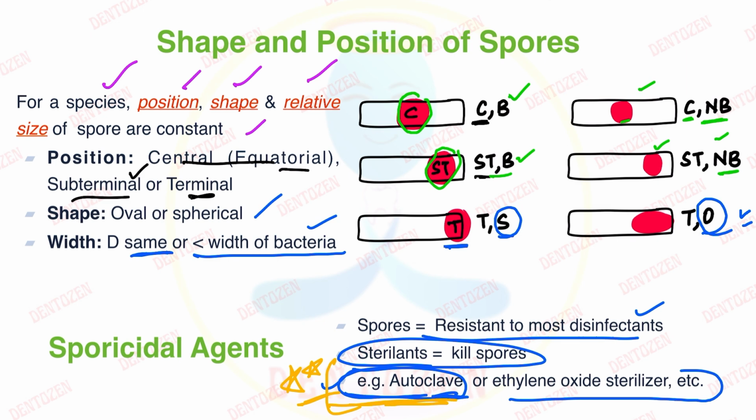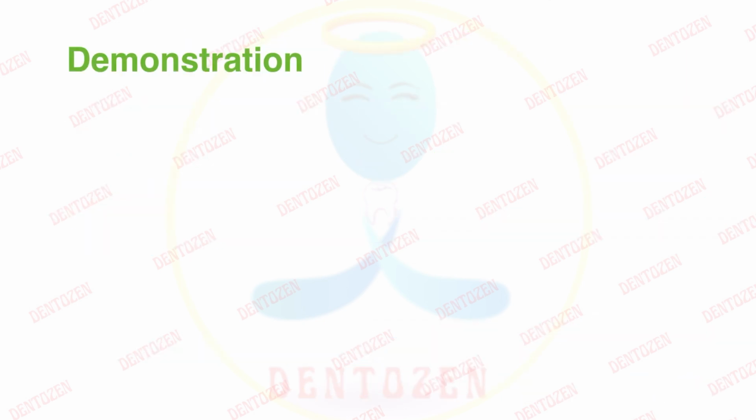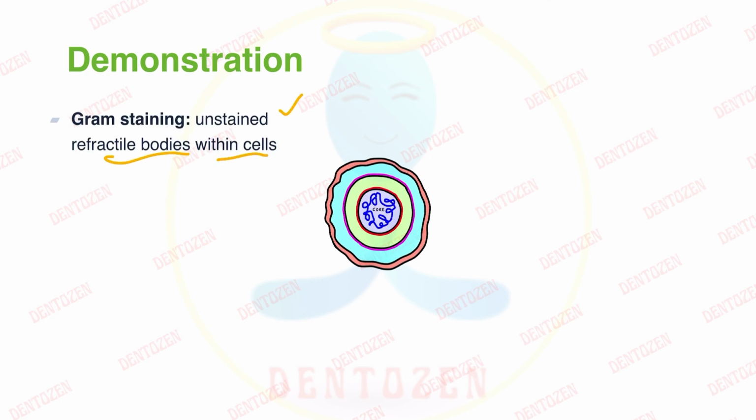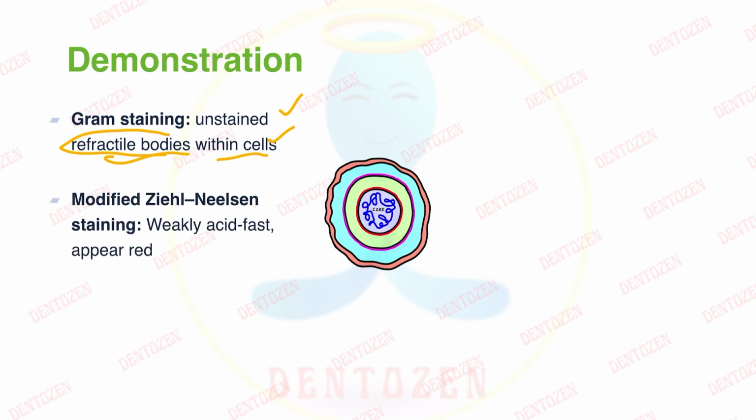Now, how do we see these spores? How do we demonstrate them? They have so many layers. In the Gram staining, they appear as unstained refractile bodies within the cells. They remain unstained, and when we see them in unstained sections, they can appear as refractile bodies. Then they are also weakly acid fast, so we can see them with modified acid fast staining or modified ZN staining, where they can appear red.